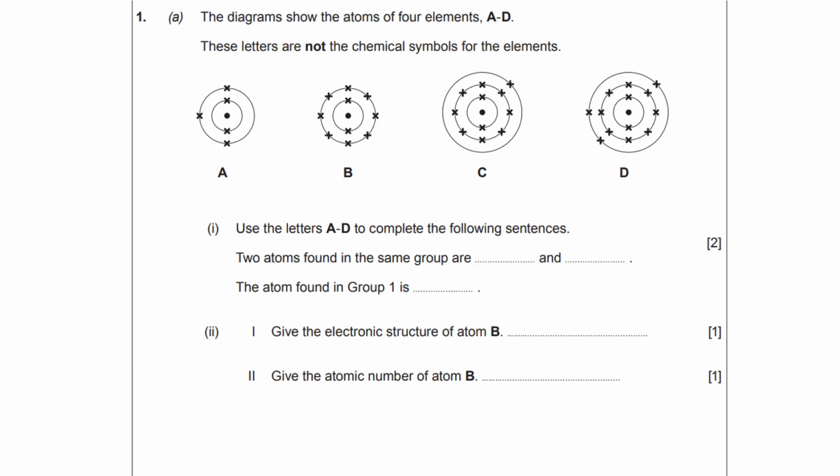The diagrams show the atoms of 4 elements, A to D. Use the letters A to D to complete the following sentences. 2 atoms found in the same group are A and D. The atom found in group 1 is C. Give the electronic structure of atom B. This is 2, 8. The atomic number of atom B is 10.